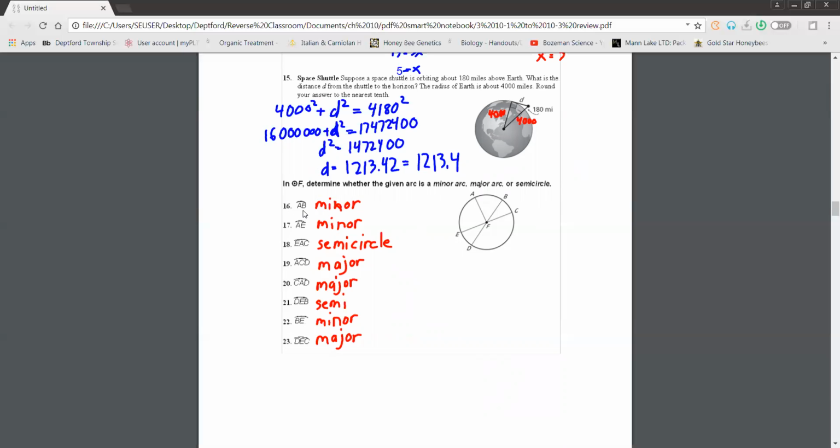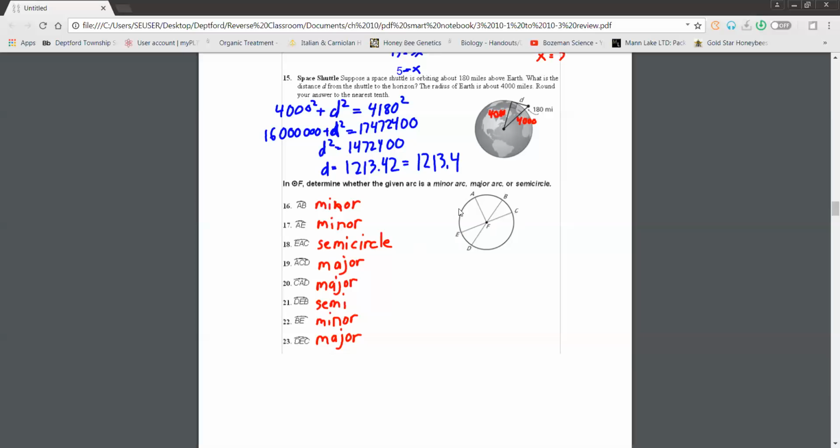If it's a minor arc, it's only 2 letters. So all of these that have 2 letters have to be minor arcs. They have to be less than 180. I'm always going around the shortest distance, which I'll talk more about on the next group of problems. If it's 3 letters, it's either a semicircle or a major arc. The semicircle is half the circle. So your line going through is going to be a diameter, like EC is.